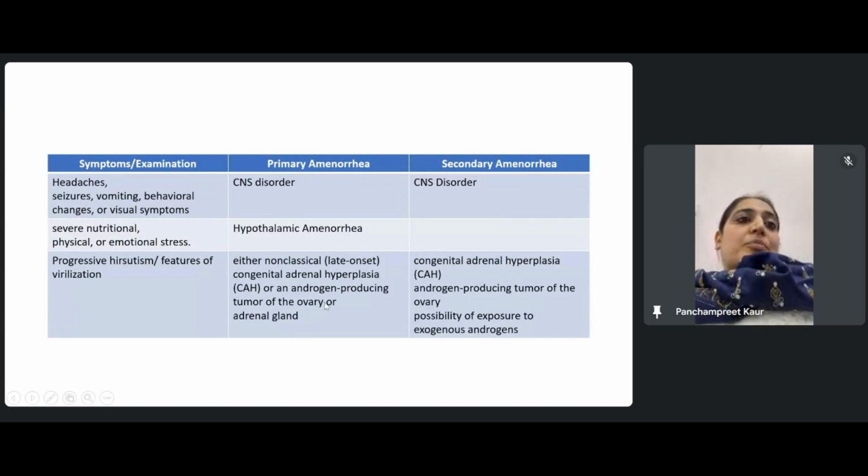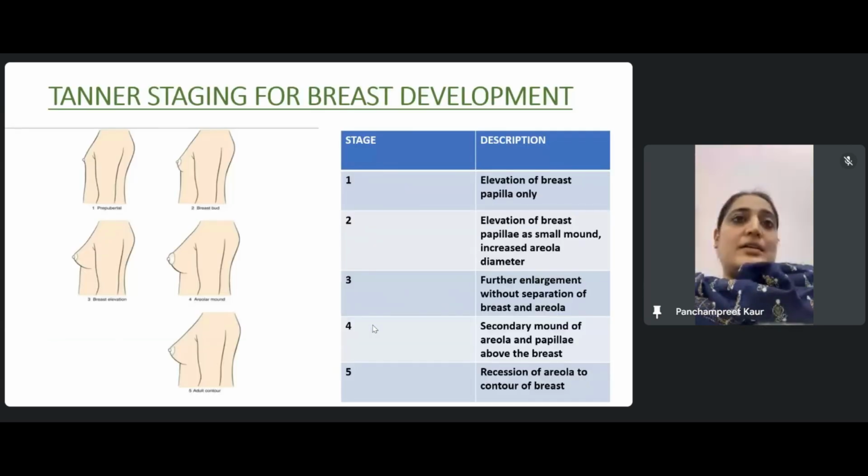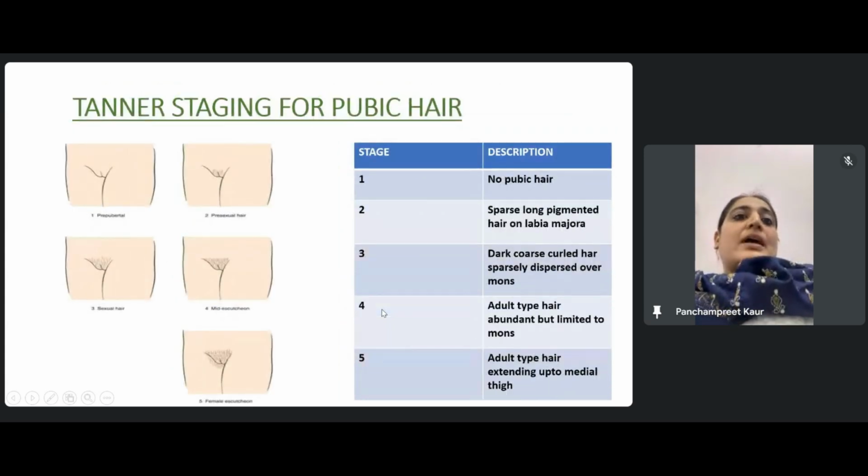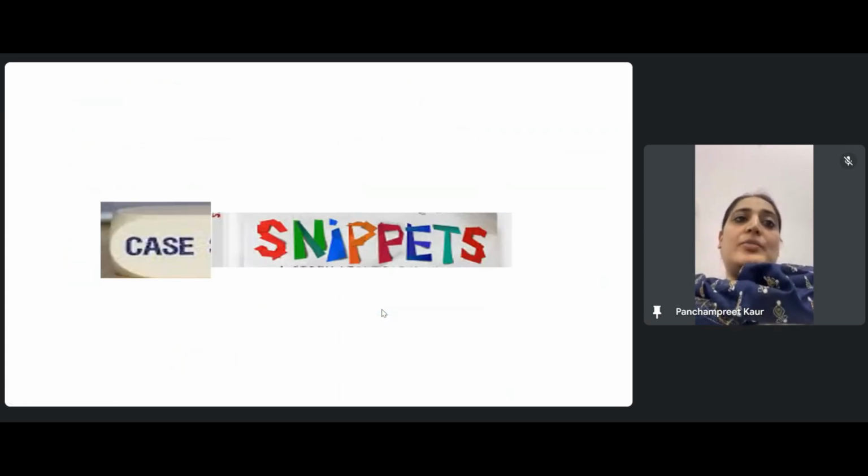By exclusion, we come on to the hypothalamic and the pituitary disorders. Progressive hirsutism or increasing features of virilization can be an underlying situation in congenital adrenal hyperplasia or the tumors of the ovary or adrenal gland. We should all be aware of the Tanner staging. I will not be going into detail, but we have to look for the Tanner staging for the breast as well as for the pubic hair in all the women with primary amenorrhea.